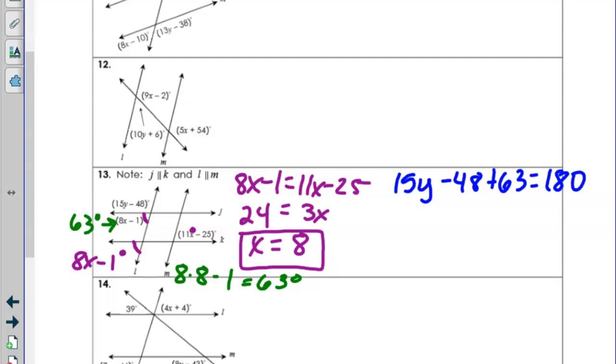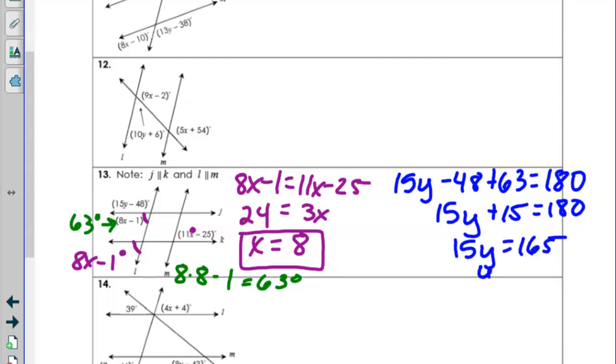Alright, so now we're going to add negative 48 and 63. What's negative 48 and 63? 15, good. We have 15y plus 15, so 180. Now we're going to subtract the 15 from both sides. Which was 165. Good.